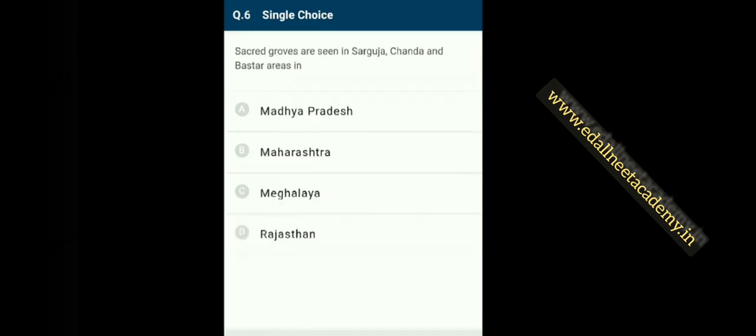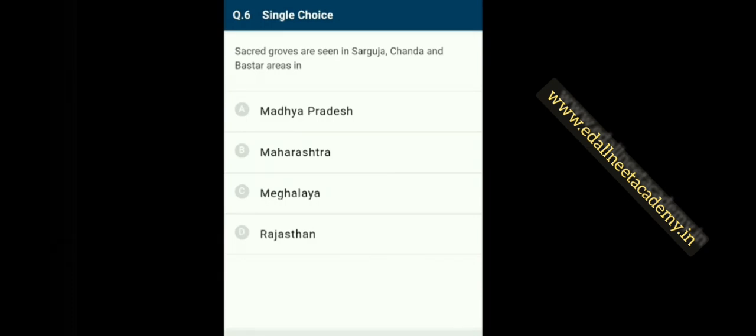Question number 6. Sacred groves are seen in Sarguja, Chanda and Bastar areas. India also has a history of religious and cultural traditions that emphasize protection of nature. In many cultures, tracts of forests were set aside and all the trees and wildlife within were venerated and given total protection. Such sacred groves are found in Khasi and Jaintia Hills in Meghalaya, Aravalli Hills of Rajasthan, Western Ghat regions of Karnataka and Maharashtra, and Sarguja, Chanda and Bastar areas of Madhya Pradesh.